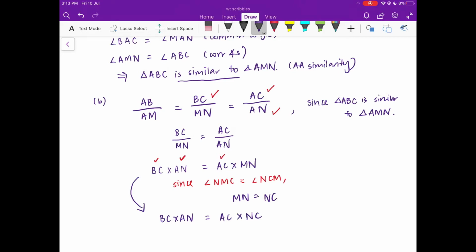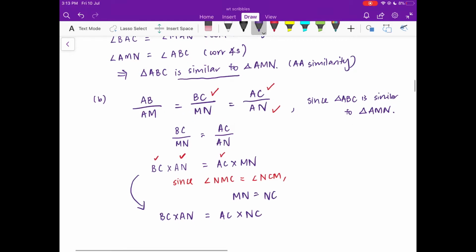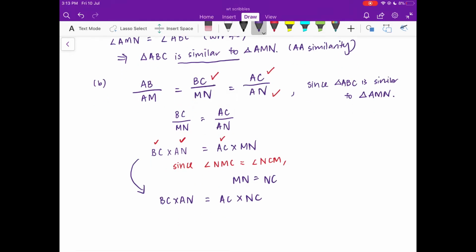Do rewrite it such that it's exactly the same position as the question. The question says NC times AC equals AN times BC. It's exactly the same, shown or proven. Okay, so that is example 2.